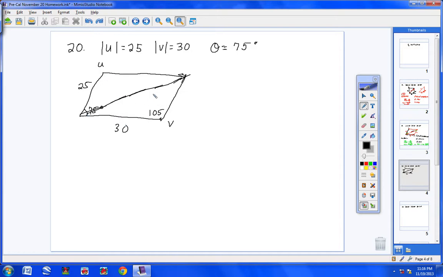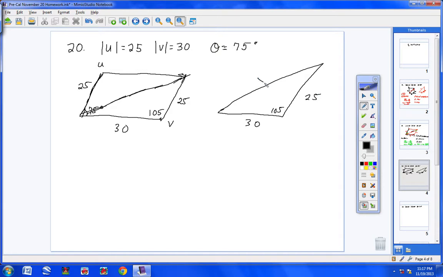So I'm going to go ahead and draw this triangle right here off to the side. The triangle looks something like this. We have 105 degrees here. This is a length of 30. And of course, if this is a 25 here, then I know this is a 25 right here. So this has to be a 25 here.